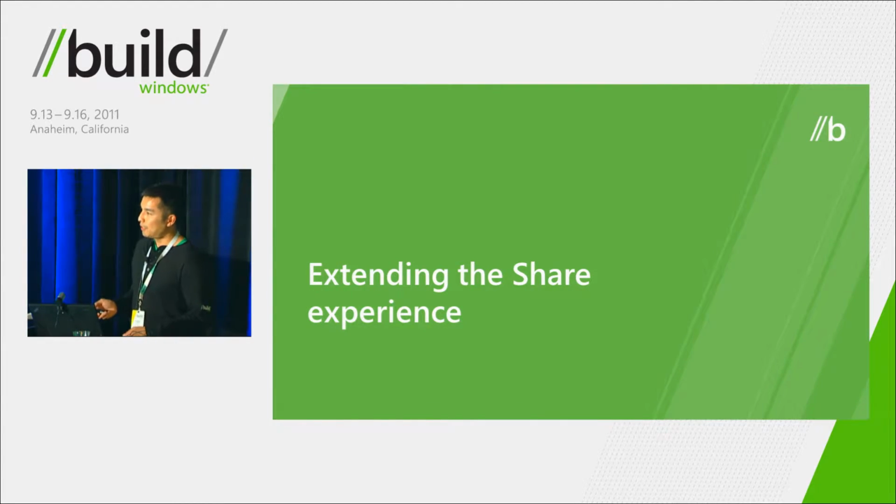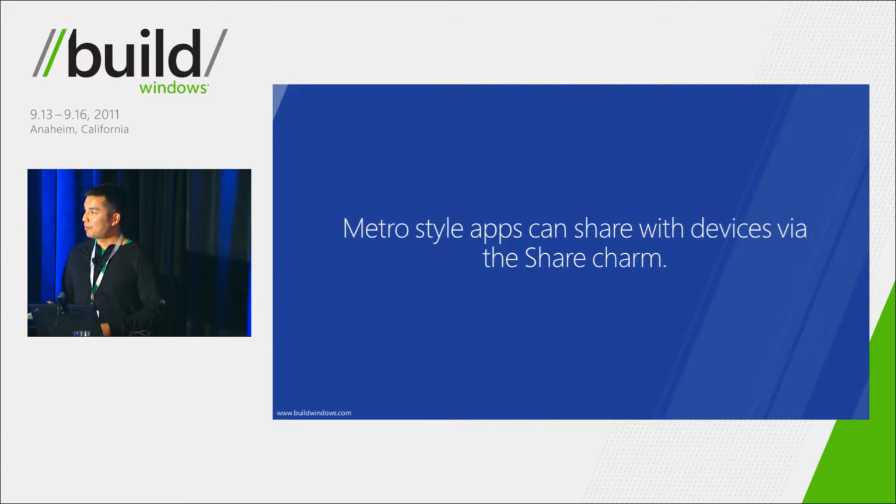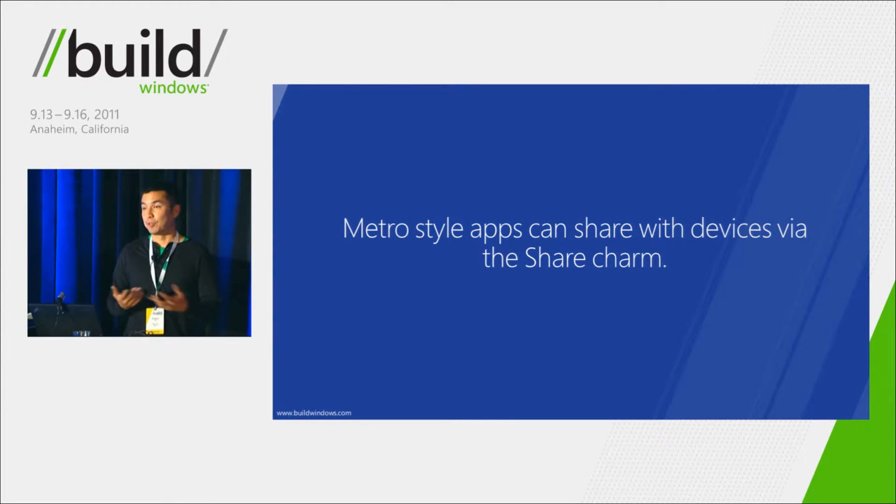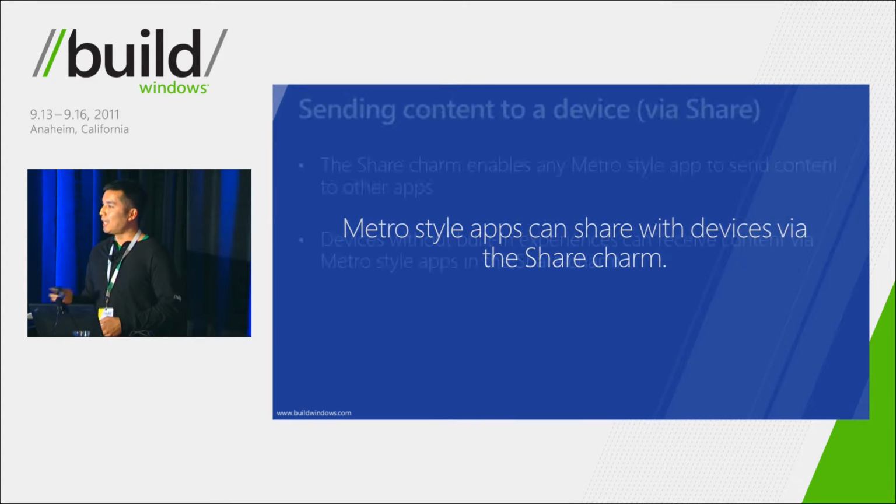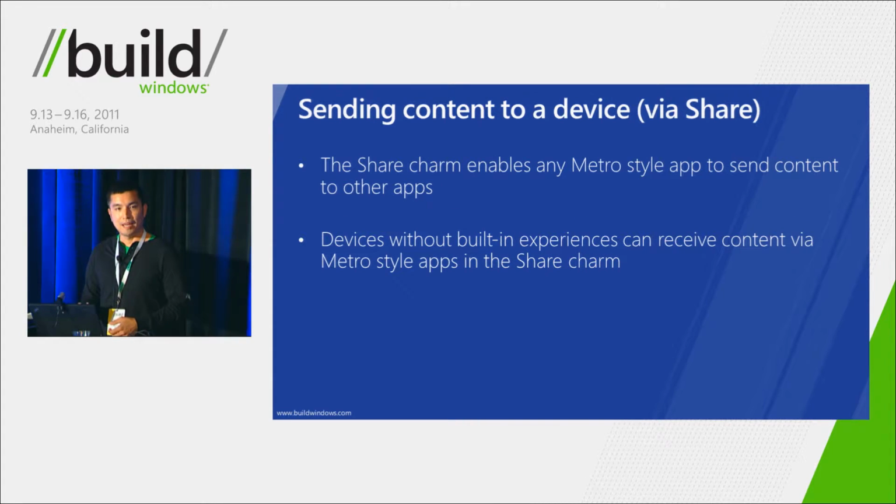Next, I'll show Share. Metro apps can share with devices via the Share charm. You probably saw the Share charm in Jensen's big picture talk. He demonstrated how a Metro-style app can work together with another app to complete a scenario, for example, sharing information through Twitter. Metro-style apps for devices can also implement the Share contract so that I can take content from any Metro-style app and send it to your device. I'm going to show a demo here of how this works.